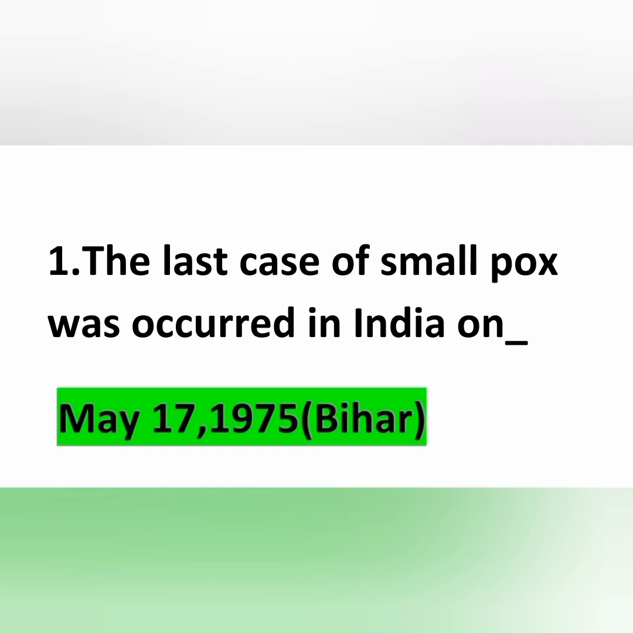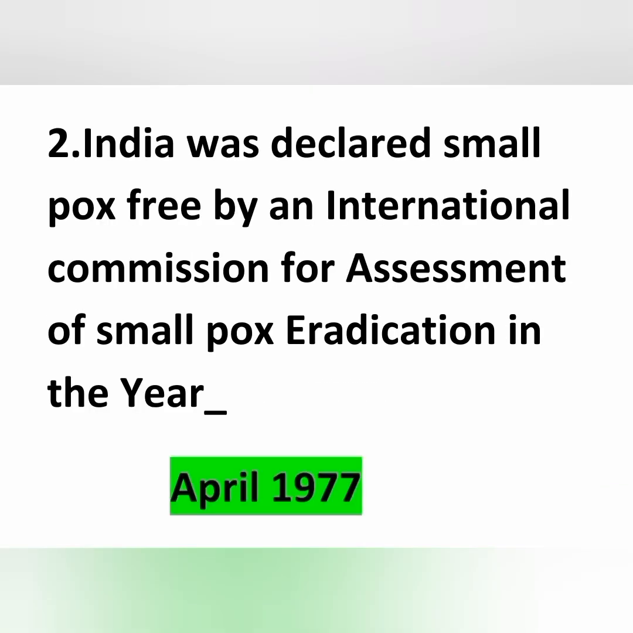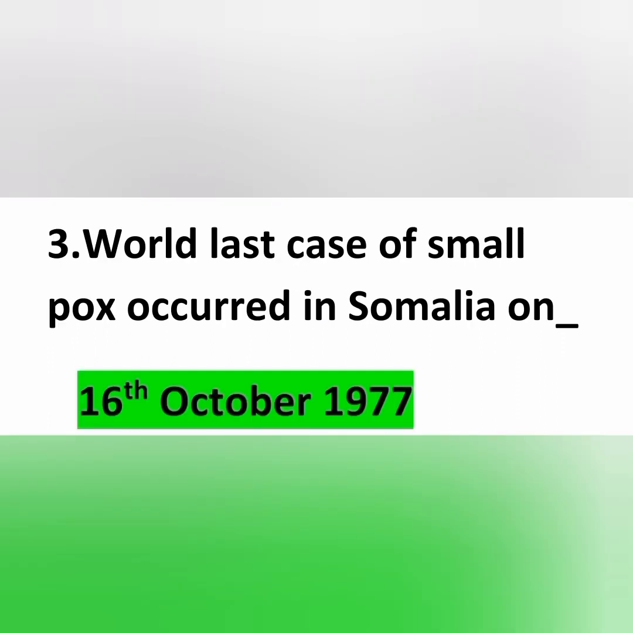Today's important points we can see. First one, the last case of smallpox occurred in India on May 17, 1975 at Bihar. That is the last case of smallpox. Second point, India was declared smallpox free by an International Commission for Assessment of Smallpox Eradication in April 1977. And next point, the world's last case of smallpox occurred in Somalia on 16th October 1977 in the whole world.